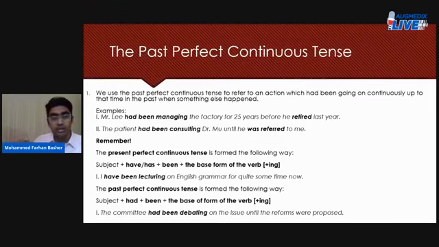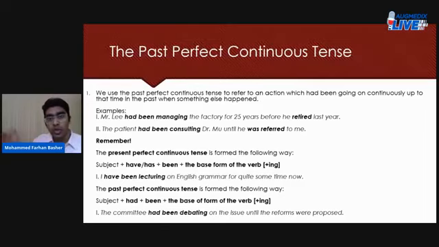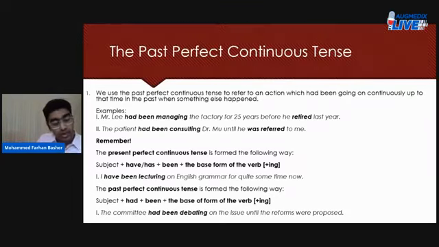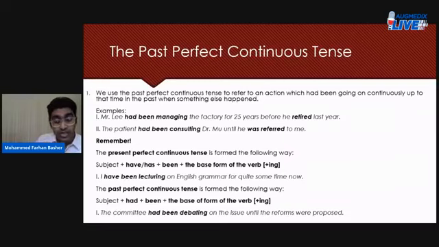But when you switch to the past perfect continuous tense, you mean that you don't do the action any longer, but you used to do it, and you stopped doing it when something else took place. Or you had been doing so until another event, until another action, until another situation, until a following event took place, until a subsequent event took place. Okay, so the committee had been debating. The committee is not debating on it any longer, but the committee had been debating on some issue until the reforms were proposed, until something else happened. The reforms were proposed. So the committee had been debating on the issue until the reforms were proposed.